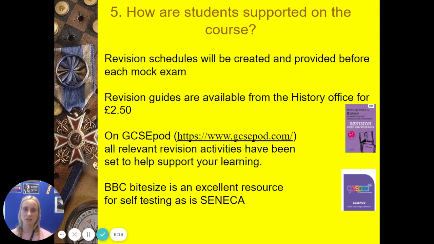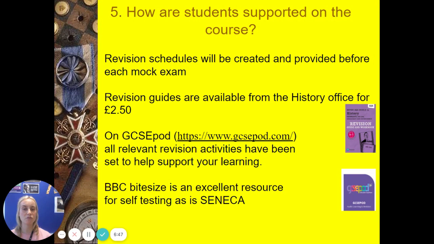Other ways that students are supported: before each mock exam, there will be a revision schedule created and provided for each student. And this will be a week-by-week, step-by-step guide of what students need to revise and what resources they need to show their teacher to prove that they have completed this revision. And we found that this has been incredibly effective in supporting students in ensuring that they don't leave all of their revision to the last minute.